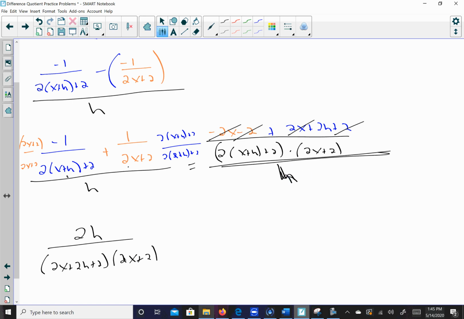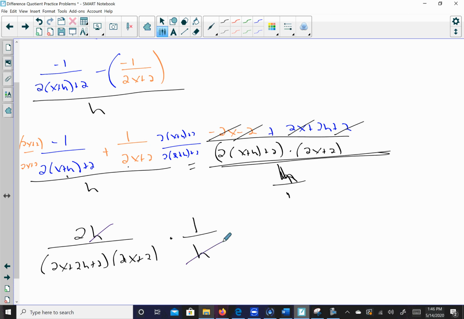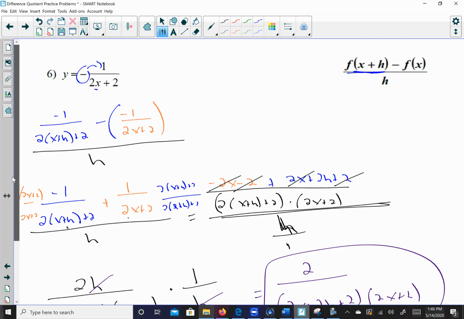And I can think of h as h over 1. Well, when I divide a fraction by a fraction, I can multiply it by the reciprocal. So I'm going to go ahead and multiply it by 1 over h. Now I can see that the h's will simplify. And my final answer is going to be 2 over (2x plus 2h plus 2) times (2x plus 2). And I'm going to leave it like that. No, it does not matter the order that you write those ordered pairs. And that's how a rational one's going to look.